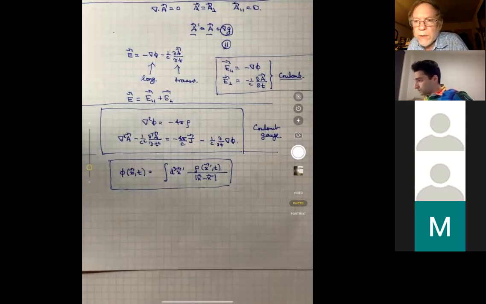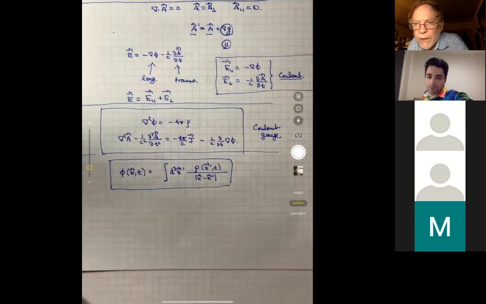And so the question is, does this violate physical causality? Causality in relativity theory usually means that signals cannot travel faster than the speed of light. And the answer is no, and the reason is because you can't measure phi. Phi, even classically, is not measurable. It depends on the gauge convention. What is measurable is the electric field.